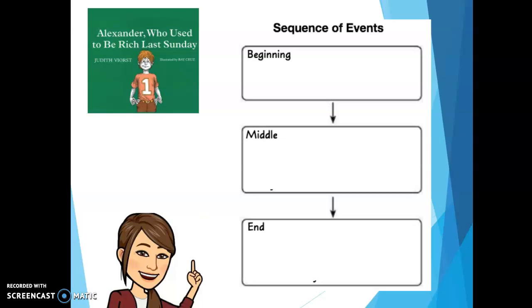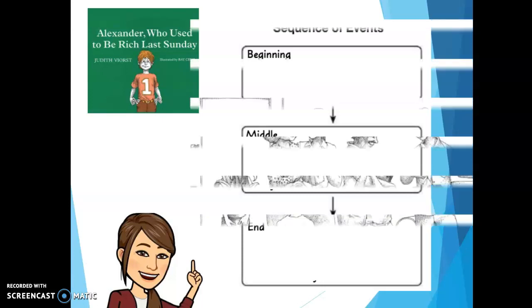Let's take a look at the book Alexander Who Used to Be Rich Last Sunday. Let's look at the title of the story. What tells me that the sequence of events in this story begins last Sunday? The title, right? Is there anything in the story that tells me when the beginning is? I'd have to go back into my text and take a look.